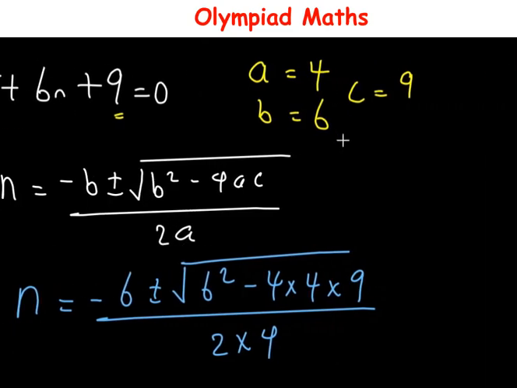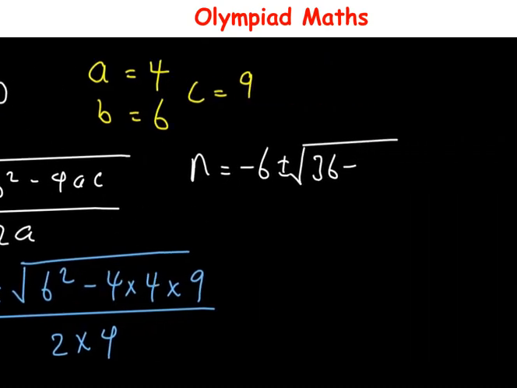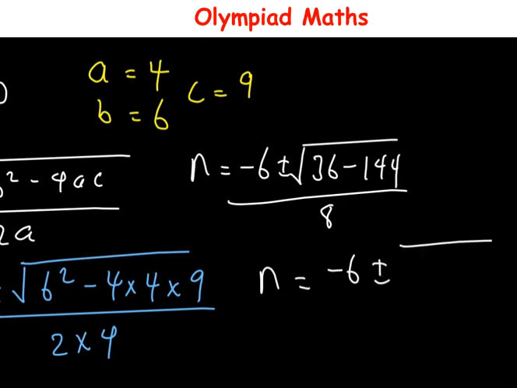So from here, the value of n is equal to minus 6 plus or minus the square root of 6 squared, which is 36, minus 4 times 4, which is 16, and 16 times 9, the value is 144, all over 2 times 4, which is 8. So n is equal to minus 6 plus or minus the square root of 36 minus 144, which is minus 108, all over 8.